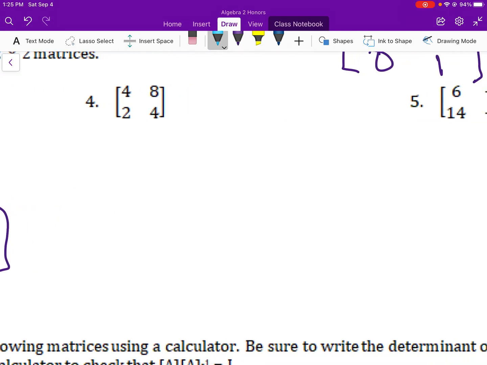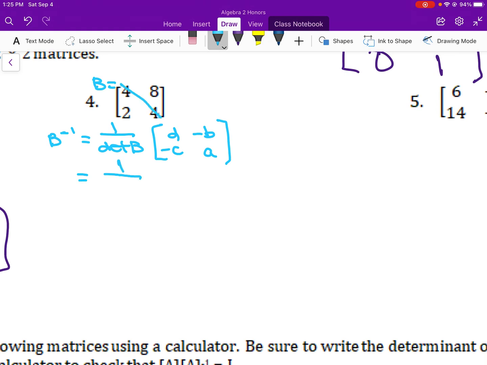Okay, and let's look at this one too. Same thing. We're going to call this matrix B. The inverse of matrix B is 1 over the determinant of B times the special matrix where I'm switching these around. So I have D, negative C, negative B, and A. And if I jump into my calculation, I have 1 over 4 times 4, which is 16, minus 2 times 8, which is 16. That happened to be the matrix that we looked at before, whose determinant would be 0, so we wouldn't have an inverse. But let's just continue with it.